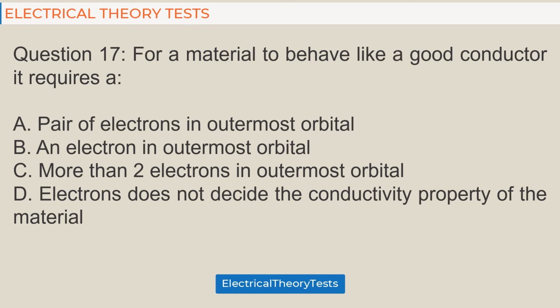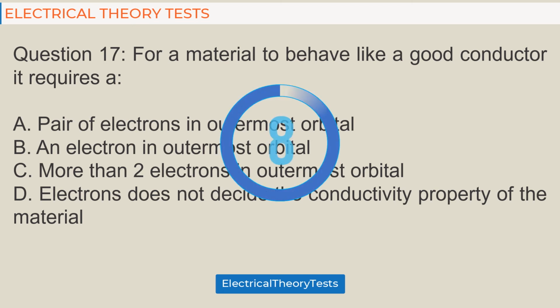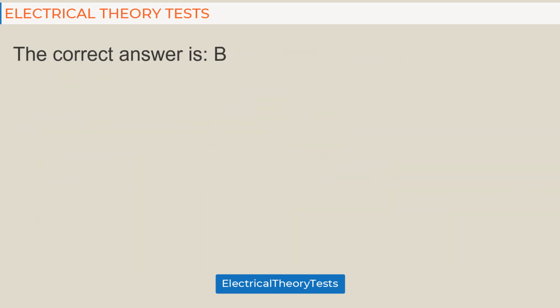Question 17. For a material to behave like a good conductor, it requires A. A pair of electrons in the outermost orbital. B. An electron in the outermost orbital. C. More than 2 electrons in the outermost orbital. D. Electrons do not decide the conductivity property of the material. The correct answer is D.